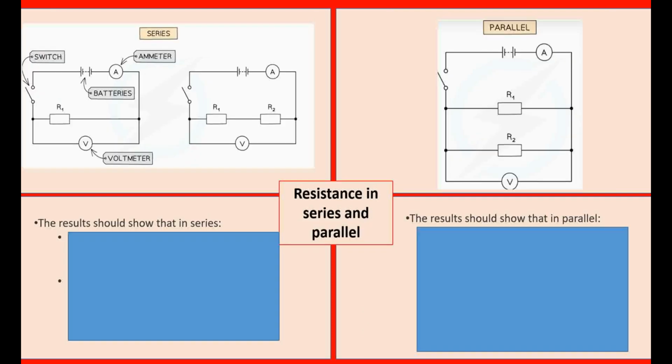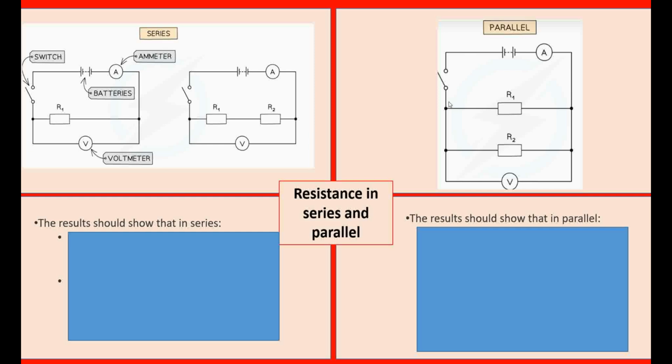Okay, moving on. So as I said, the other part of the experiment we could look at is resistance and how it changes in series and in parallel. Remember, in series, we've got one path. Now, look at this circuit. This is still a series circuit, even though we've got a junction. Okay, adding a voltmeter to a circuit doesn't change the type of circuit. It doesn't really count because it's a measurement device.